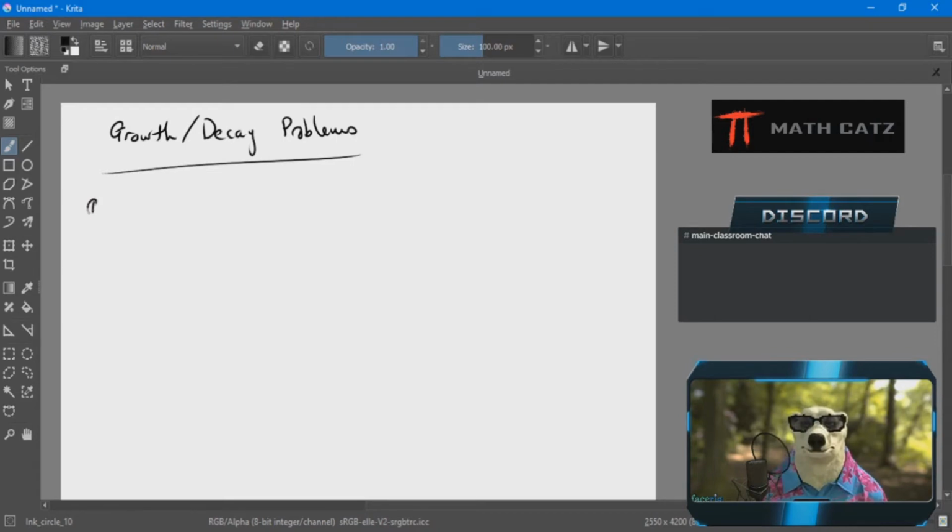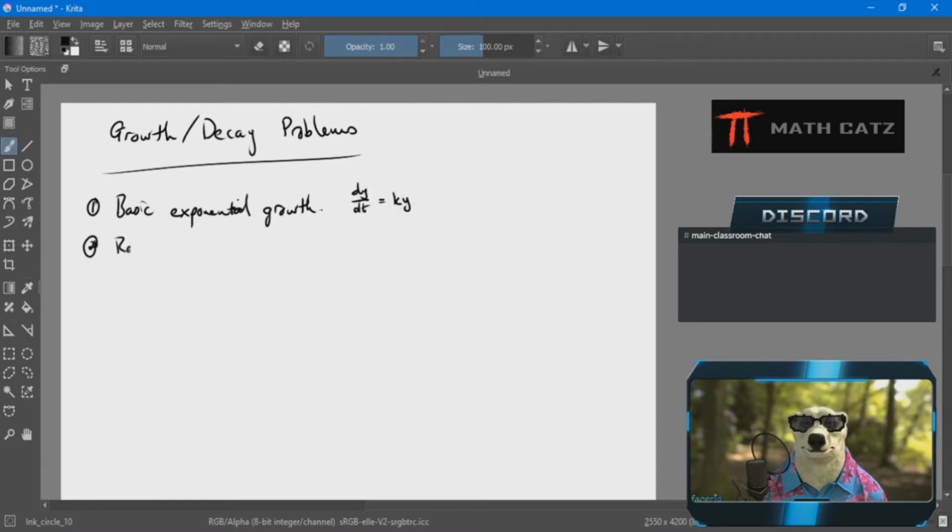So if you remember, we started with our basic exponential, whoopsie, there's an I missing in there, growth. Then here our basic exponential growth says that the growth rate is proportional to the population size.